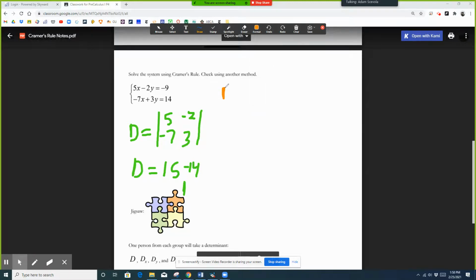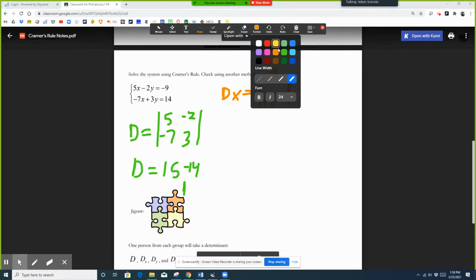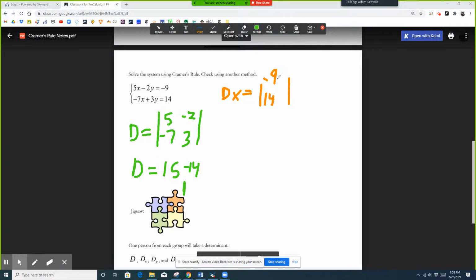Now Dx, you take the same matrix that we got for D, but we're going to replace our column of x coefficients with the constants. So -9, 14 in the first column, sorry, but that second column is still going to be -2 and 3. So it's just like this matrix, we just replace x with these numbers.